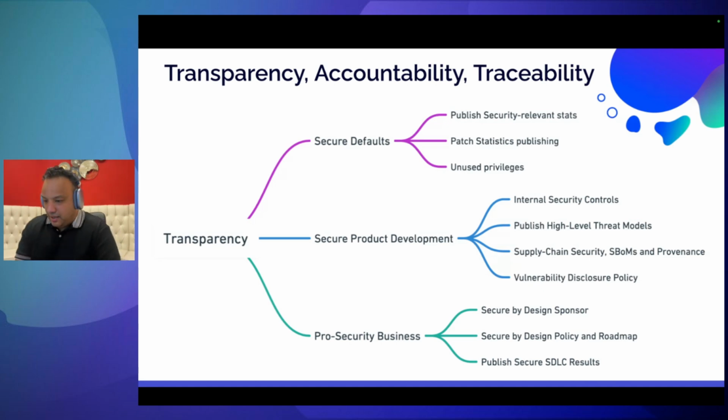Other than that, I think this is pretty straightforward and easy to understand. I'm not going to spend too much time on this. What I do like is having a secure by design policy and roadmap. That's the last one. If you see the second point in the pro security business practices, you'll see secure by design policy and roadmap.